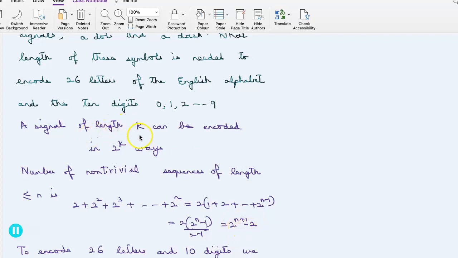So what do you need to remember here? You need to find a sequence of length. How many sequences can you have? You can have a sequence of length 1, which is 2 raised to 1, length 2 is 2 squared, and so on up to n, which is 2 raised to n.